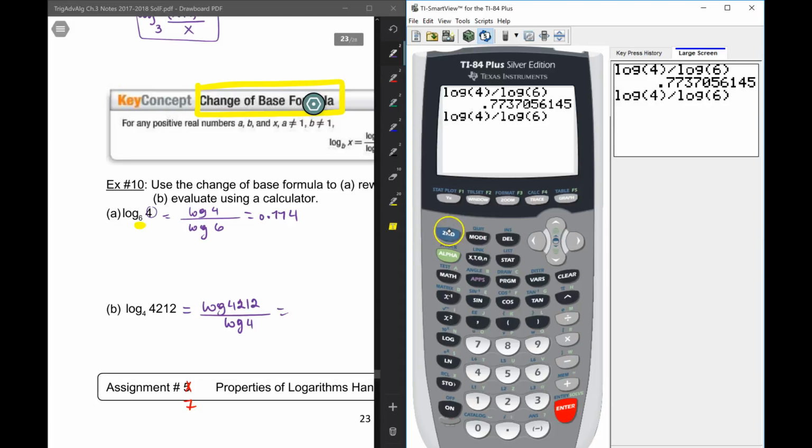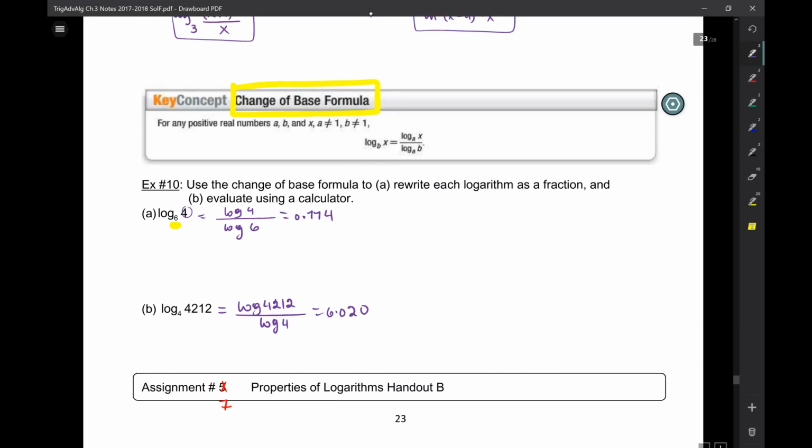Oh, you divide. You divide. 6.020. Right. Now, one more thing.